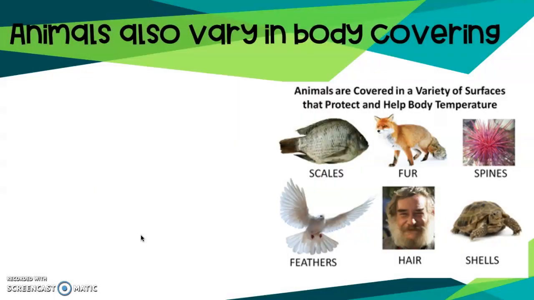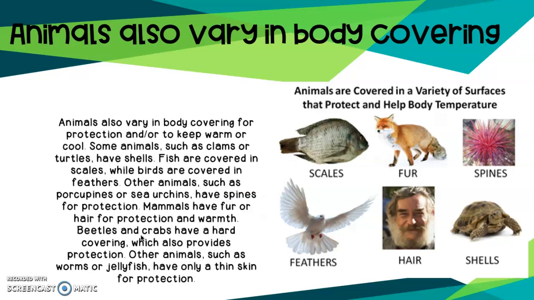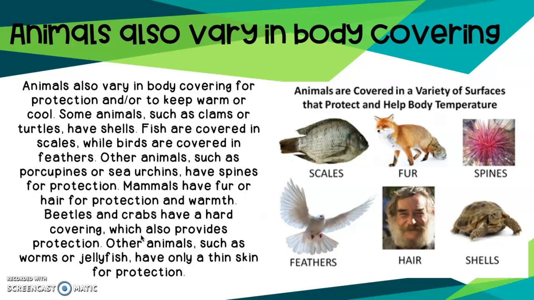Animals also vary in body covering. Animals also vary in body covering for protection and or to keep warm or cool. Some animals, such as clams or turtles, have shells. Fish are covered in scales, while birds are covered in feathers. Other animals, such as porcupines or sea urchins, have spines for protection.